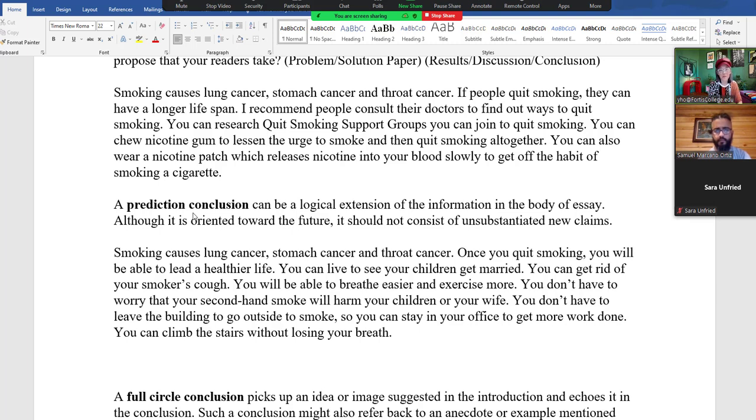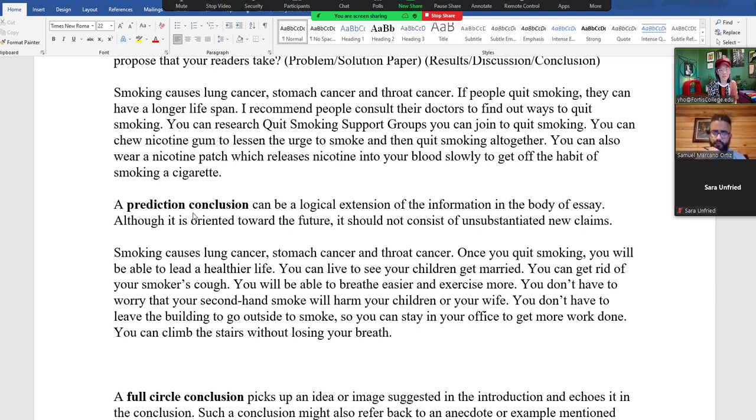People can live to see their children get married. People can get rid of their smoker's cough. People will be able to breathe easier and exercise more. People won't have to worry that their secondhand smoke will harm their children and their wife. And people don't have to leave the building to go outside. One thing you've noticed is people.